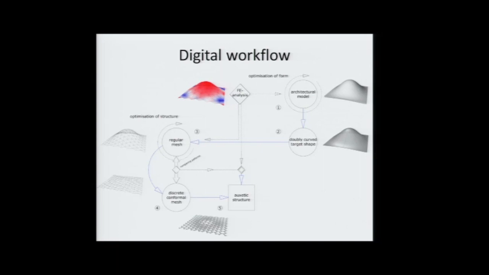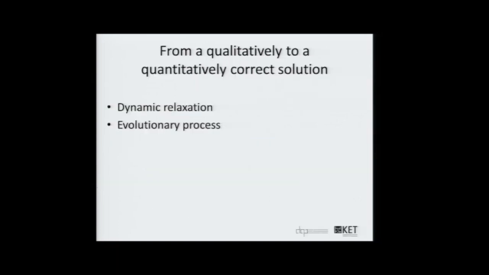The data generated by comparing all the corresponding mesh faces now feeds into an algorithm. This is the core of our workflow. It computes a qualitatively correct auxetic structure for a given shape. To get the quantitatively correct auxetic structure, we need to introduce an iterative evolutionary process.